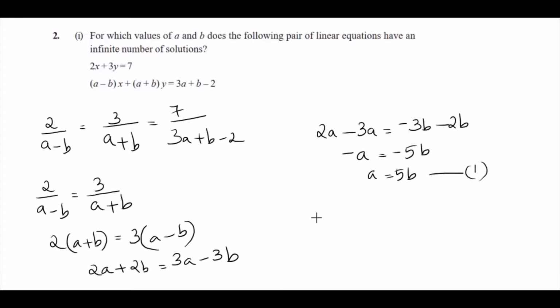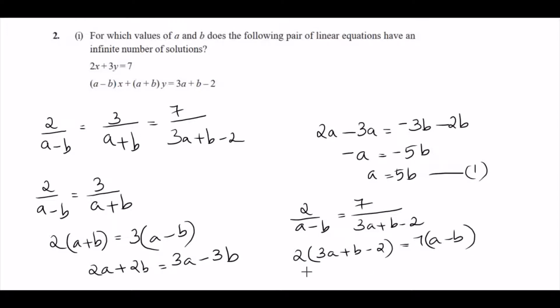Mark it as 1. Now use any other two ratios. Let's take these two ratios, that is 2 by a minus b is equal to 7 by 3a plus b minus 2. When you cross multiply, you will get 2 into 3a plus b minus 2 is equal to 7 into a minus b. That is 6a plus 2b minus 4 is equal to 7a minus 7b.